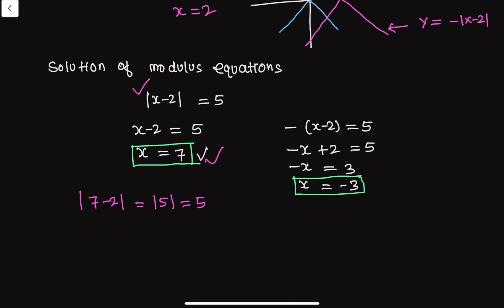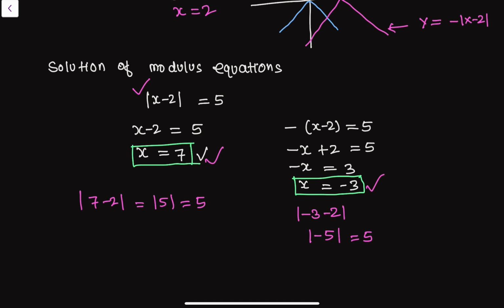Let's plug in minus 3 also there. When we plug in x is equal to minus 3, we get mod of minus 3 minus 2, which we simplify, we get mod of minus 5, which is 5. So you can see that this value of x also satisfies the equation, hence this is also the correct solution.